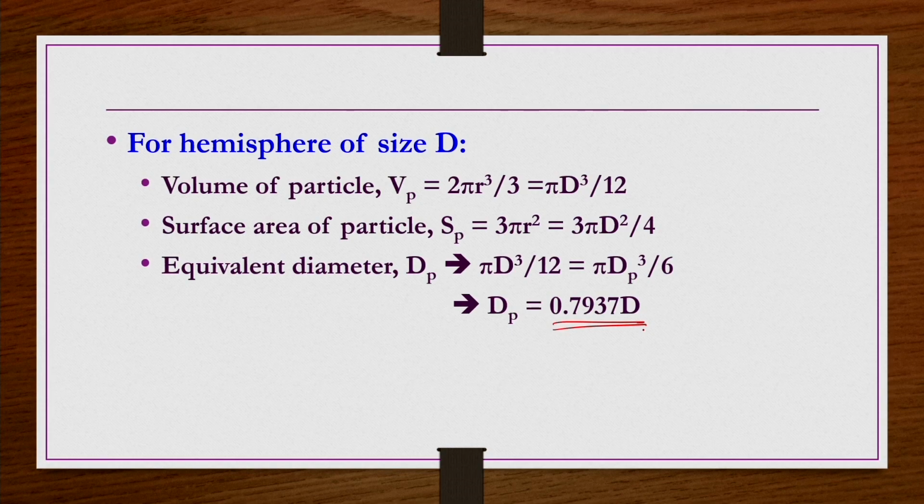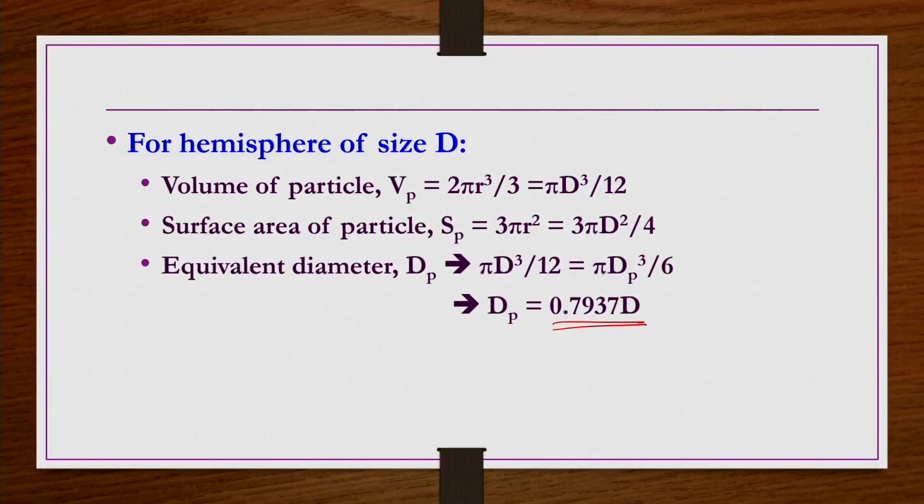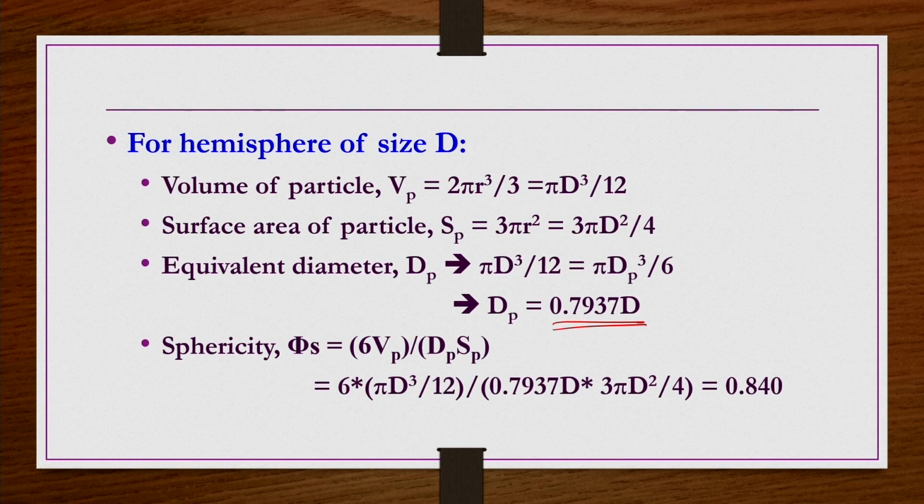Here the equivalent diameter of the hemisphere is smaller than its original size d; it is 0.7937 d. That is the reason that if you take a spherical particle with the same volume as a hemispherical particle, then the surface area of the hemispherical particle is going to be smaller than the surface area of the spherical particle, because the equivalent diameter of the hemispherical particle is less than its original size. So, now the sphericity, likewise, phi s is equal to 6 Vp by dp Sp. When you substitute Vp, dp, Sp here and simplify, you get 0.840 as the sphericity for hemispherical particles.